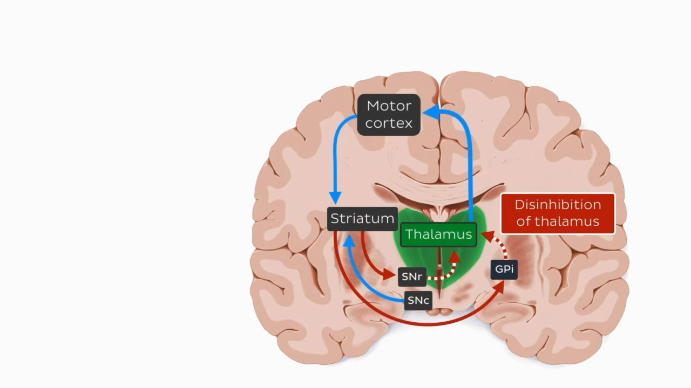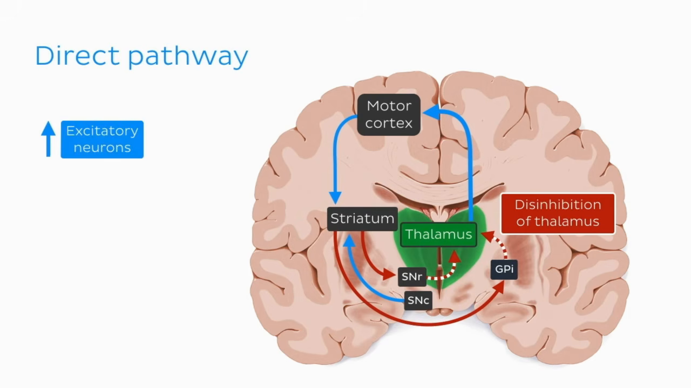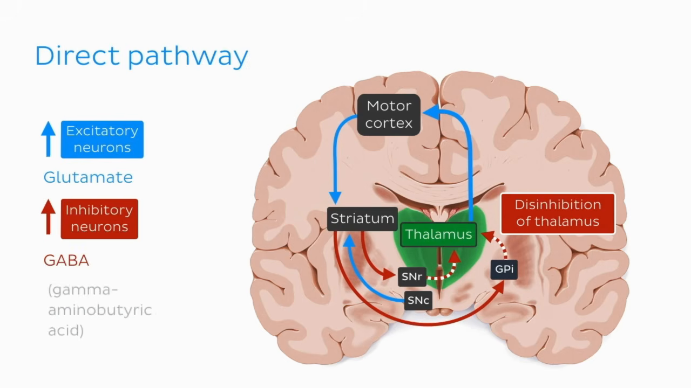So here we have a schematic of the direct pathway of the motor loop, in which we're using blue and red arrows to demonstrate connections between various structures. The blue arrows in the diagrams signify excitatory neurons, which stimulate their target structure and use the neurotransmitter glutamate. The red arrows represent the inhibitory neurons, which disable their target structure. The neurotransmitter associated with them is known as GABA, for gamma-aminobutyric acid. So let's dive in and see what's happening here.